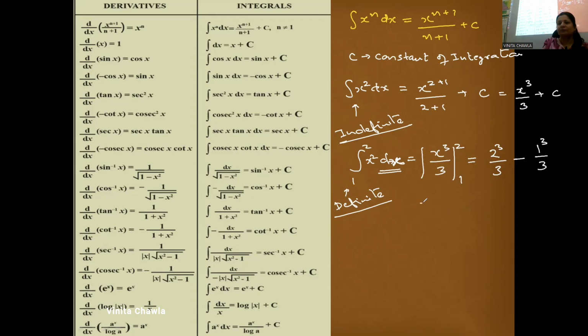Now tell me, what will we get? It's 8 by 3. And here we have minus 1 by 3. So the answer is 7 by 3. Okay. So if limits are given, then we will solve like this. But if limits are not given, we will simply integrate it and put a c here. The c represents the constant of integration. Okay. So this is the first formula.